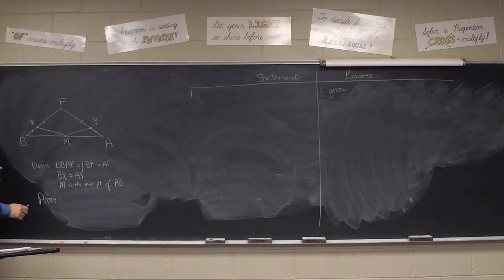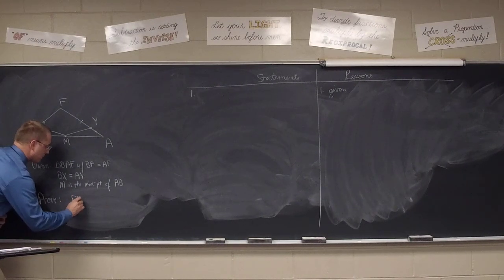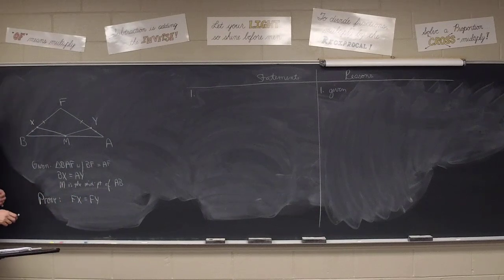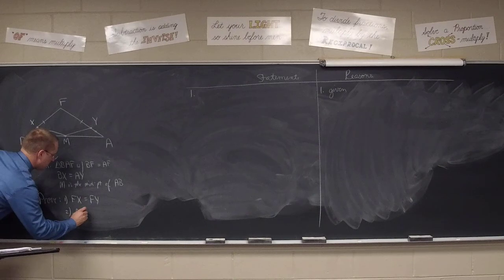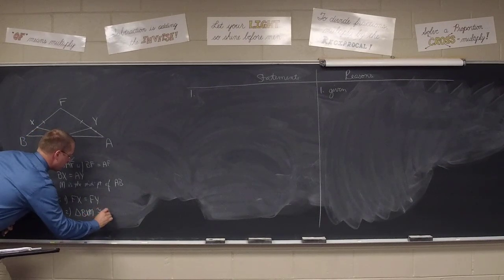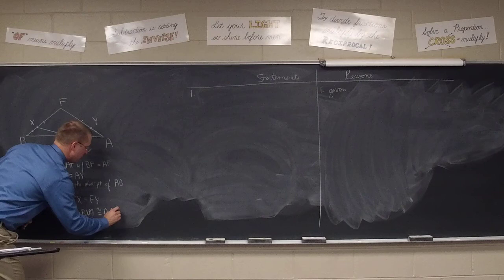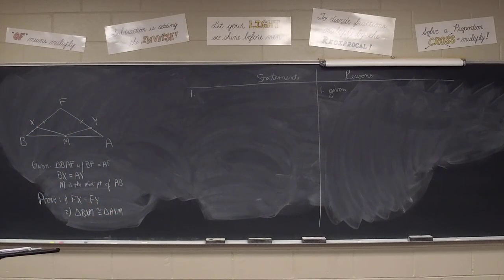All right, here's what I want to prove. Two things. First of all, I want to prove that FX equals FY. Second of all, I want us to prove that triangle BXM is congruent to triangle AYM. Once you have that down, two columns, statements and reasons. Go and copy down your first statement and your first reason.